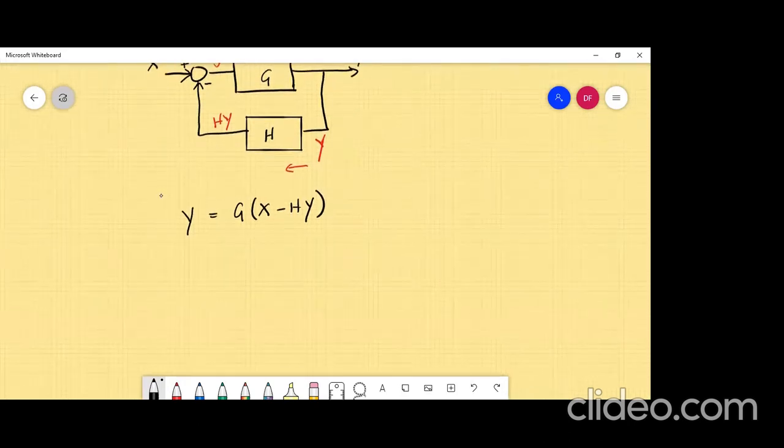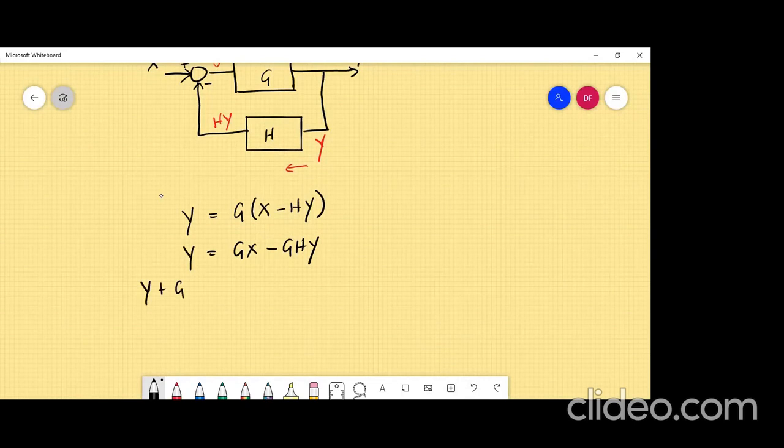So Y is equal to GX minus GHY. So we are going to make Y the subject of the formula. We're going to carry this over there, so we end up with Y plus GHY equal to GX. Factorize out the Y: Y times (1 plus GH) equals GX.